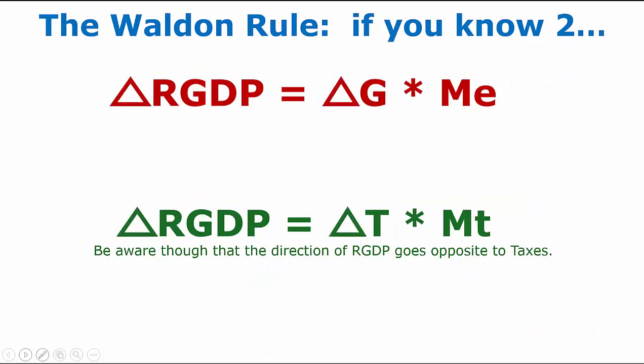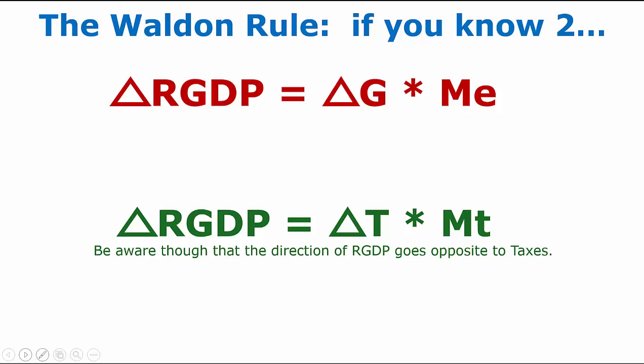Oh, almost forgot. The Walden Rule, very important. When we start applying the multipliers, you're going to be asked things like how much should government spending change by to close a recessionary gap? Or if your gap is so much, how much should taxes change by? Or if you raise spending by $1, how much does GDP change by, and so on. As long as you know 2 of these variables in these equations, you will be able to calculate the third one.